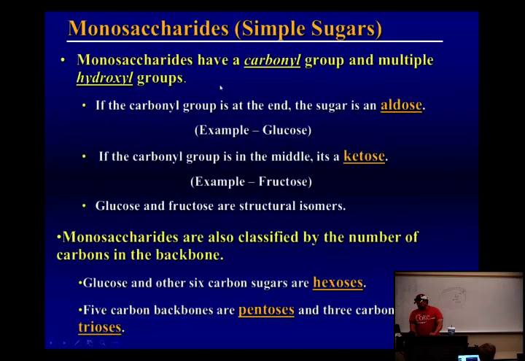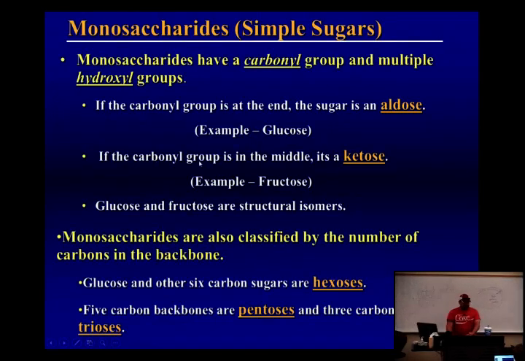Alright. So monosaccharides have a carbonyl group and hydroxyl groups. If the carbonyl group is at the end, what do we call it? It's an aldehyde, but because it's a sugar, we use the word OSE, so it's an aldose. And then if it's a carbonyl group that's in the middle, it's a ketone, but because it's in a sugar, we call it a ketose. Fructose is a ketose, glucose is an aldose. These are structural isomers of one another.